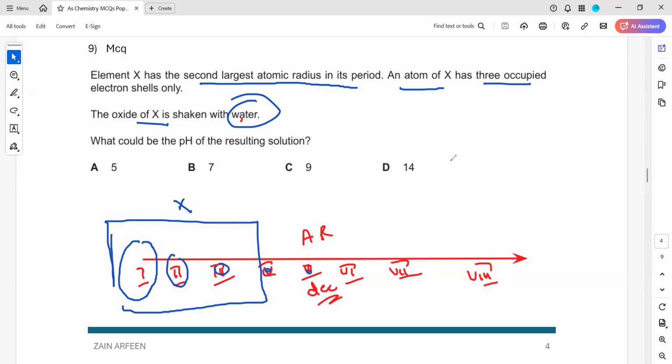So it is a metal oxide. When they say period 3, because 3 occupied shells are there, it is a third period element, a metal. So when you look at the periodic table, the position of these elements in the periodic table, we have the period 3 elements.